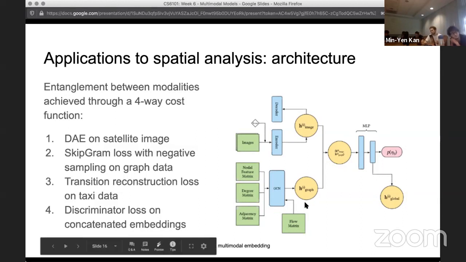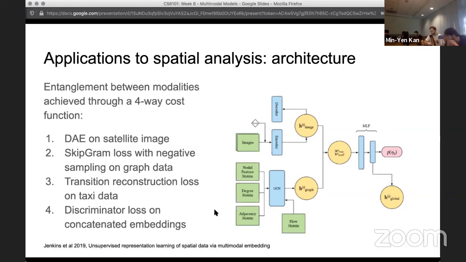And then third, they take the data that represents flows between regions, and they do something similar. They use a reconstruction loss. What's a flow matrix? Each node in the graph is a region, and the flow is how many people go from region A to B. It can be 50 people every day. So in the literal sense of graph flow.